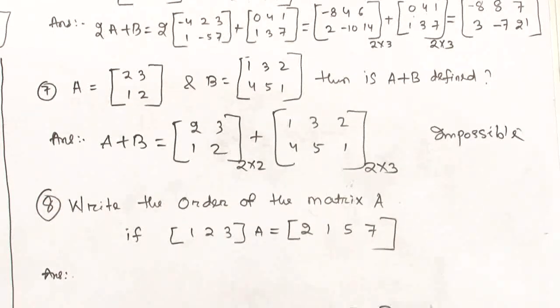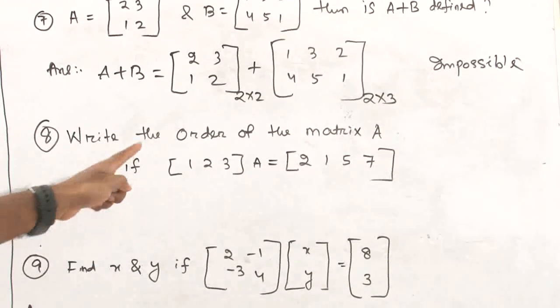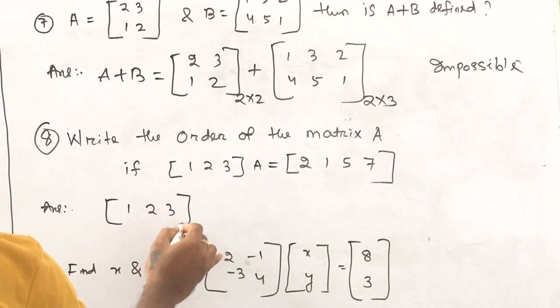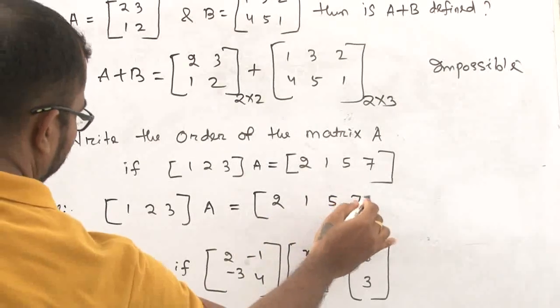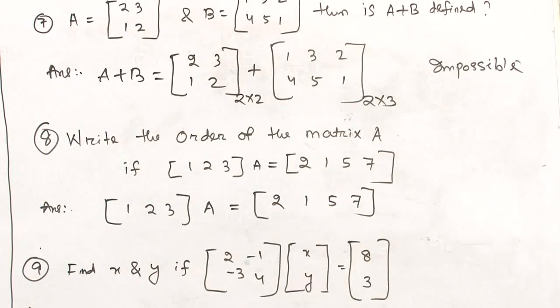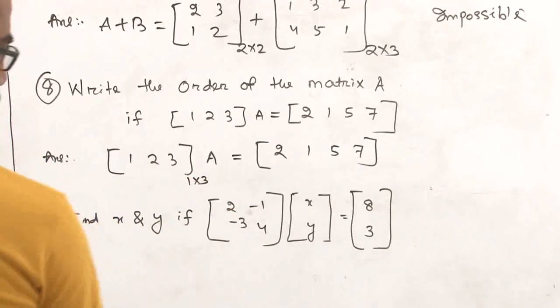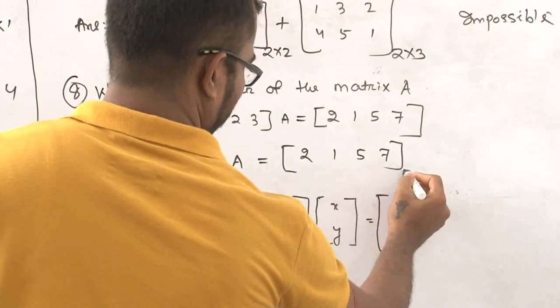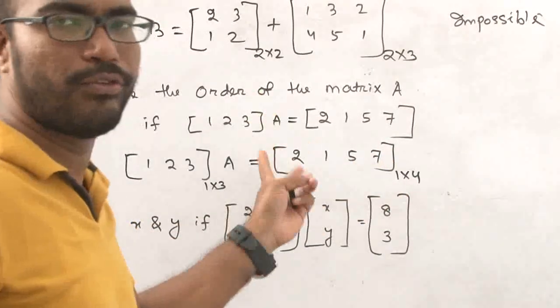So proceed to question number 8. Write the order of the matrix A. Here the matrix is 1, 2, 3 into A matrix is equal to 2, 1, 5, 7. First we have to write the order of the given matrices. The order of the first matrix is 1 into 3 and the order of the result matrix is 1 into 4, because it contains 1 row and 4 columns.